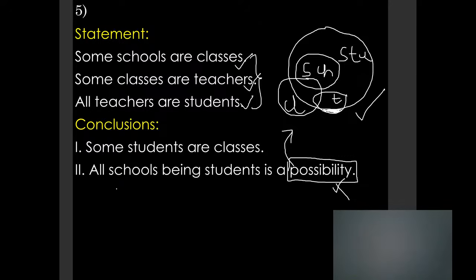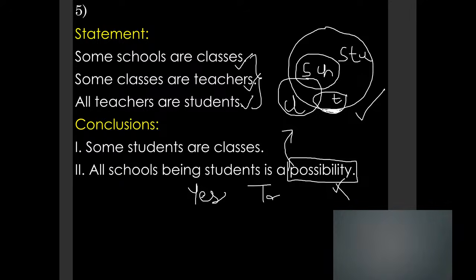Now coming to the second conclusion, all schools being students. If you observe, all schools are inside students only. So that means it is possible. Yes, it is possible in the correct diagram. So as it is yes, you should take it as true only.